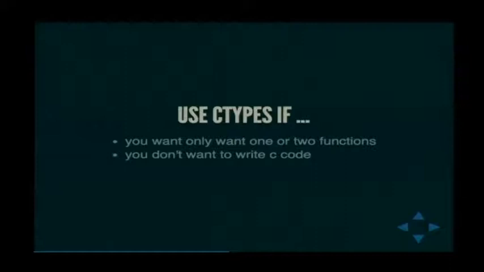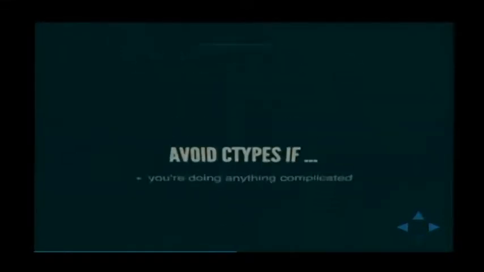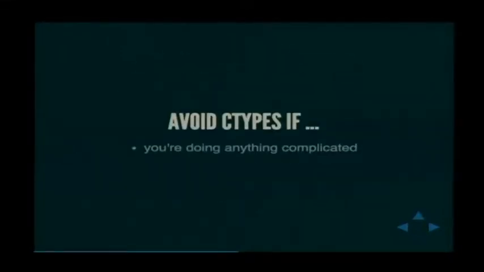So my rule of thumb is use ctypes if you only want one or two functions out of a library and you don't want to have to build your own wrapper. Even more so if you don't want to have to write some C code. ctypes has a really big wall though. There's a point that you'll get to with it where you just can't go any further.